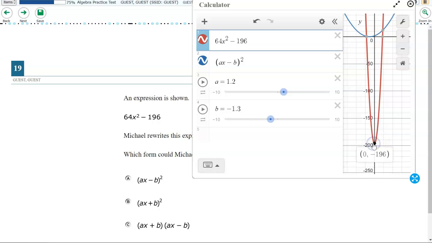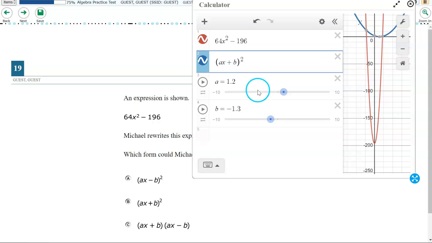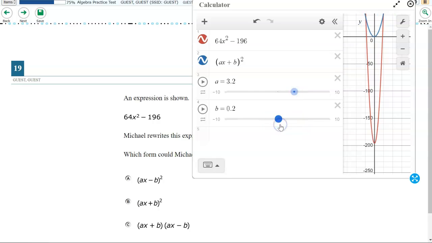So there's no way to make that one work. So I know not to do that one. The same thing happens on the other one. If I do answer choice B, same problem. I can make this steeper and flatter. I can move it left and right, but I cannot move it down. So I'm not going to be able to use that one.